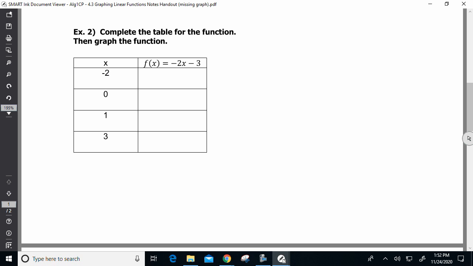So example 2. There's a reason for that blank space sitting over there. We'll get to it in a second. But same rules apply. Here's your function. Here's your x values.